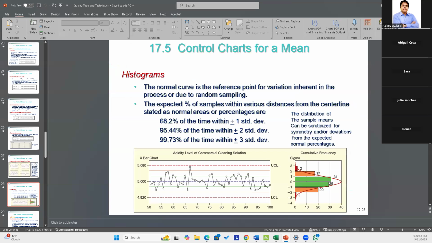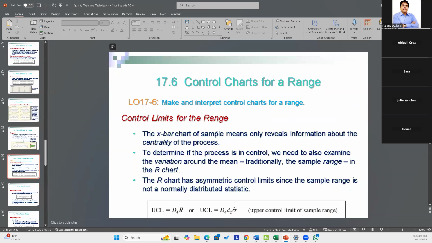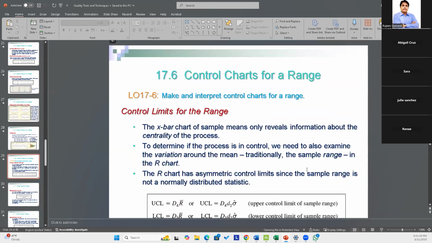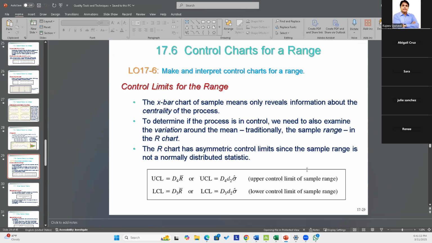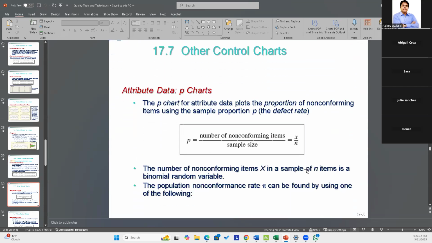Now here you can see 68.2%, 1 standard deviation, 95% plus minus 2. So basically this is called the empirical rule, and that we learned. Basically the same principles are going to be used here. And the other important thing that I would like to show here.